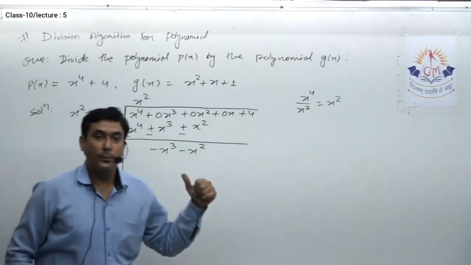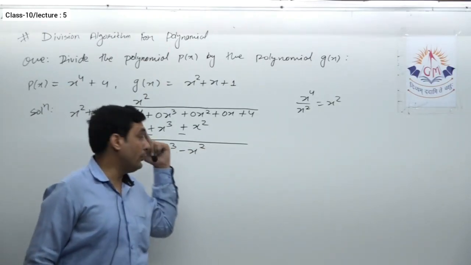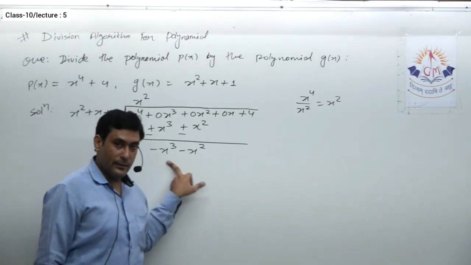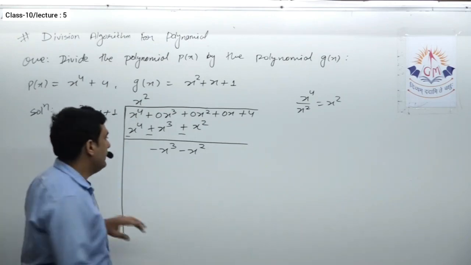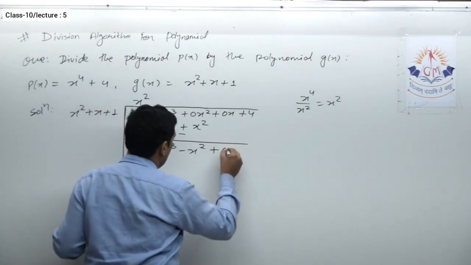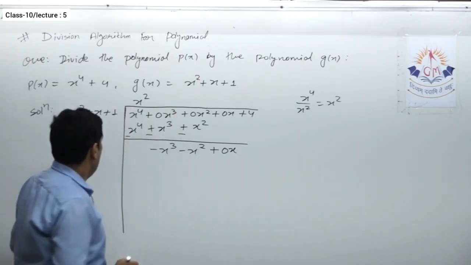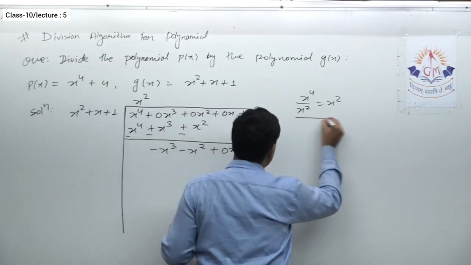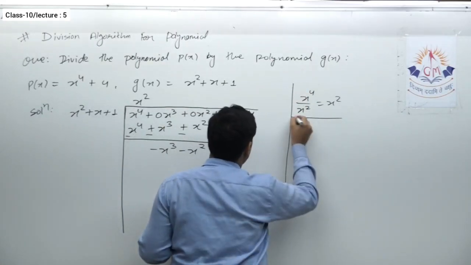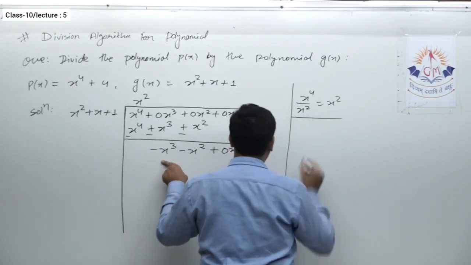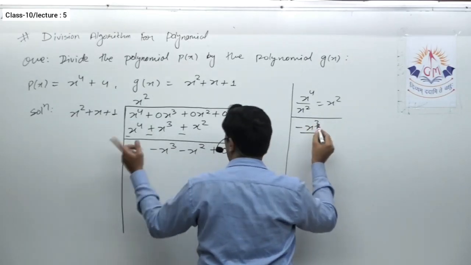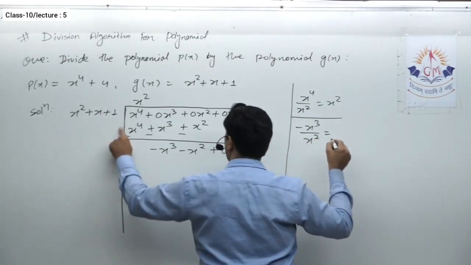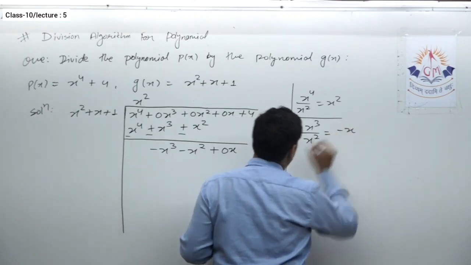Now I have to bring down one term from the original dividend. Why? Because there are three terms in the divisor, so I need three terms here as well. Two terms are already there, so I'll bring down that 0x over here. Okay, now to obtain the next term of the quotient polynomial, I'll divide the first term of the new dividend by the first term of the divisor polynomial. So this gives me minus x.